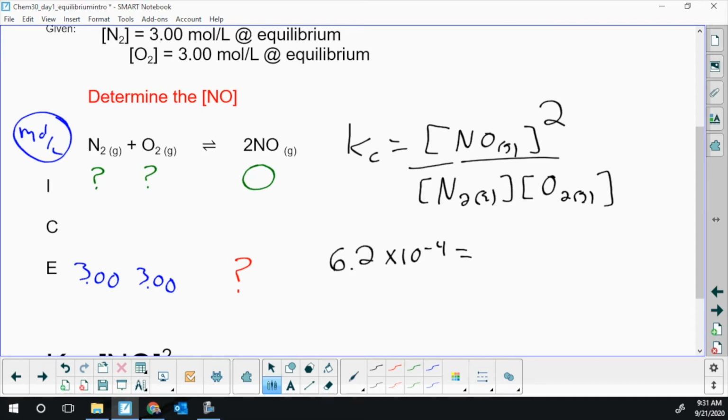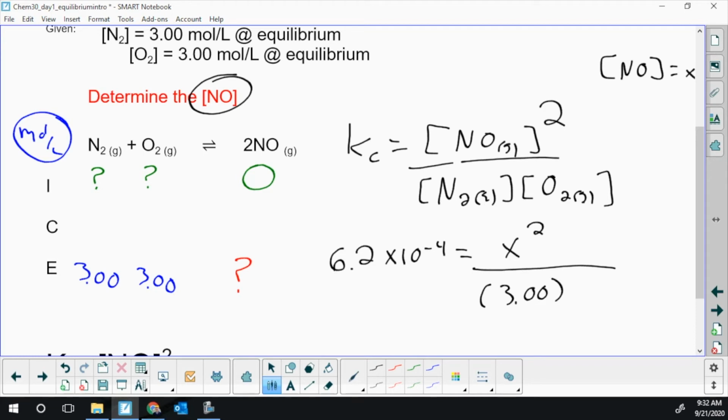So to solve that, I'm going to replace NO with a variable, X. That's what I want to solve. So I just replace what we want to get with X. I still have the square, so we're going to solve for X squared. X will be ultimately our answer. Divide by 3.00. This is also 3.00, so I'm just going to square it.